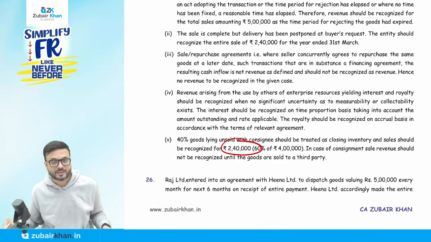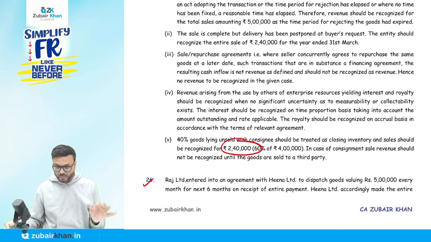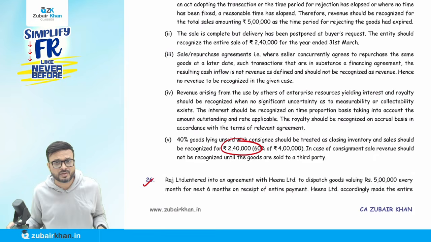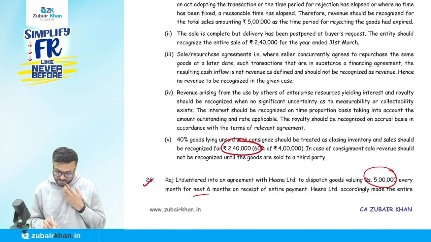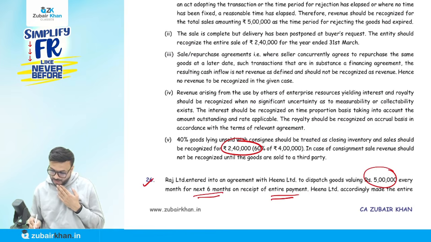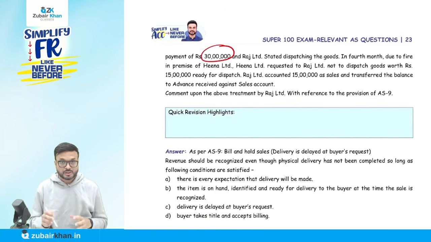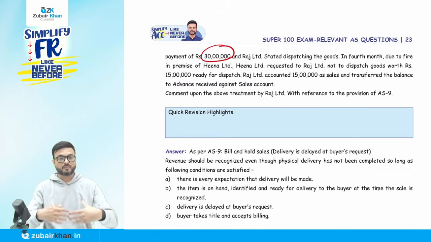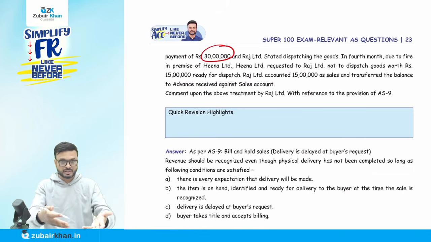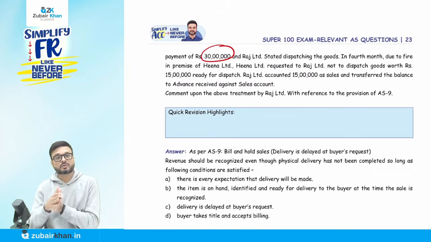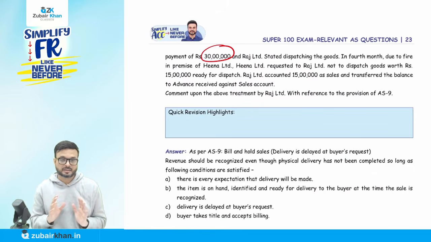Simple. Okay, now the next question. Raj Limited entered into an agreement with Hina Limited to dispatch goods valuing rupees 5 lakh every month for the next 6 months. Hina Limited accordingly made the entire payment of 30 lakh. So we decided that I am to deliver you goods of rupees 5 lakh every month, and for the total 6 months you already gave me 30 lakhs.